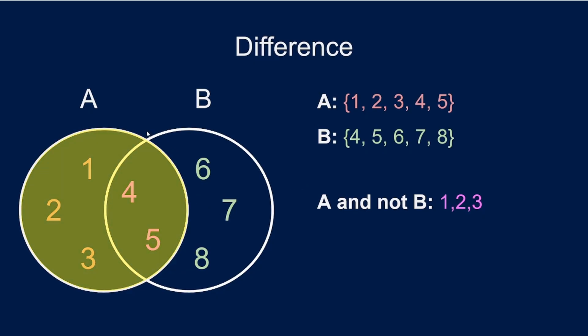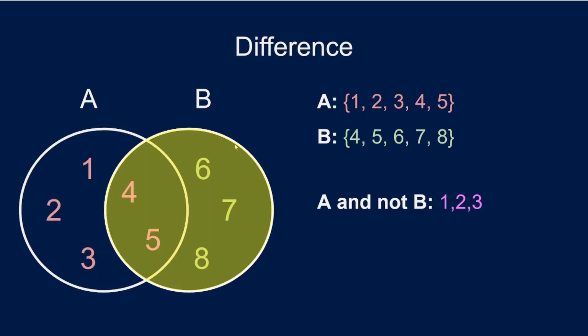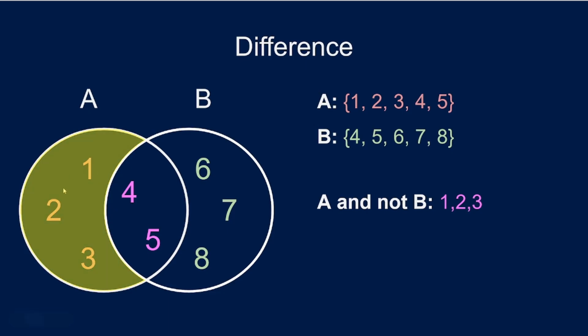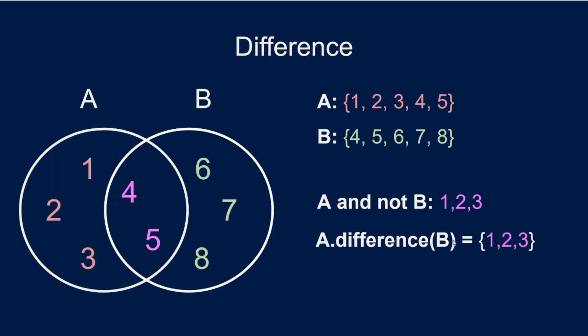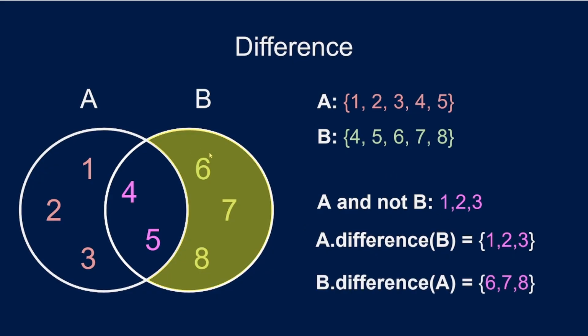So for example here, A is 1 through 5 and B is 4 through 8. Only 1, 2, and 3 are unique to A. Therefore, A difference B would be 1, 2, 3. However, this method is not commutative, as B difference A would be 6, 7, 8, as 6, 7, 8 are the only elements in B which are not in A.